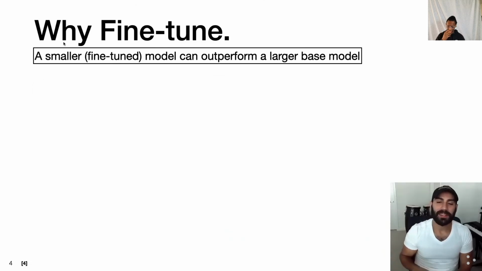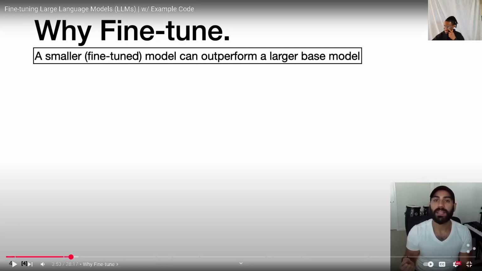So as we saw, when comparing a base model to a fine-tuned model, we see that the fine-tuned model can generate completions that are much more aligned and desirable for our particular use case. Beyond this performance, there's actually a deeper reason why you might want to fine-tune, and that is the observation that a smaller fine-tuned model can often outperform a larger base model. This was demonstrated by OpenAI.